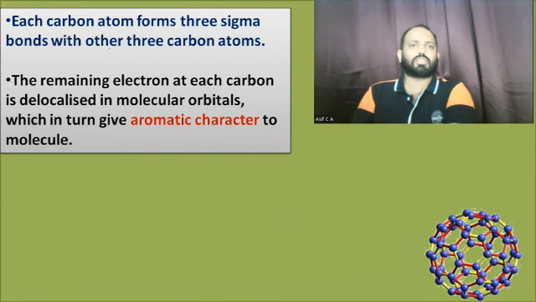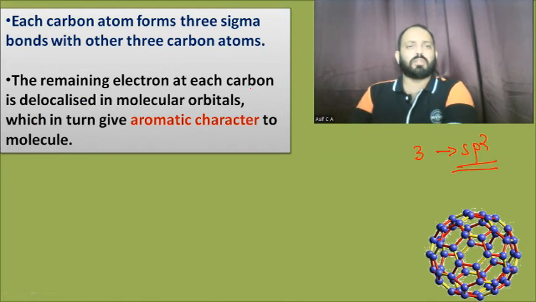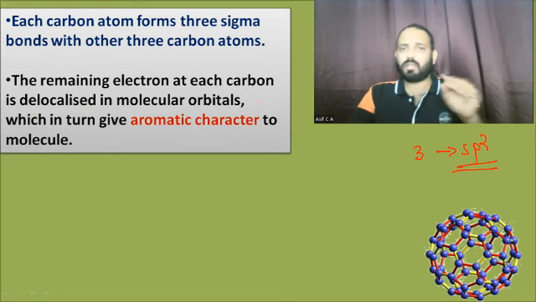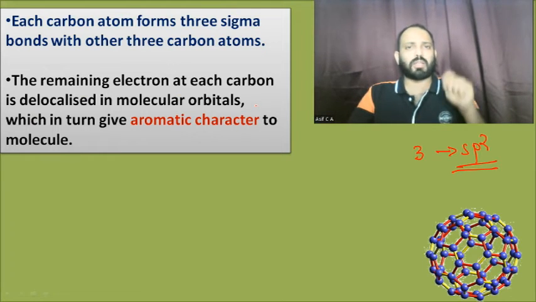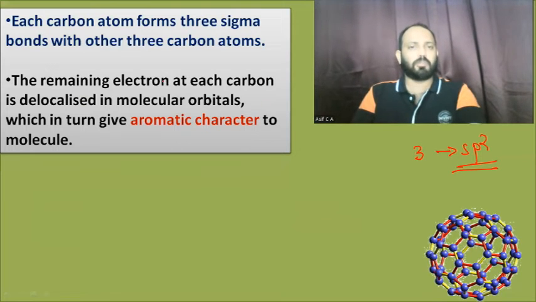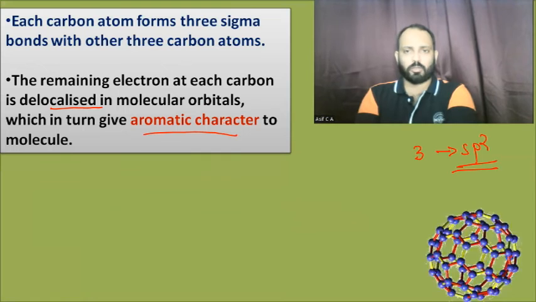And the property, each carbon atom forms 3 sigma bonds with other 3 carbon atoms. We already know that forming 3 sigma bonds means sp2 hybridization. The remaining electron, of course, there is one more electron. Carbon in the excited state has 4 electrons. 3 electrons are involved in sp2 hybridization, and there is one unhybridized orbital, one free electron. That remaining electron is delocalized, which gives an aromatic character to this C60 molecule.